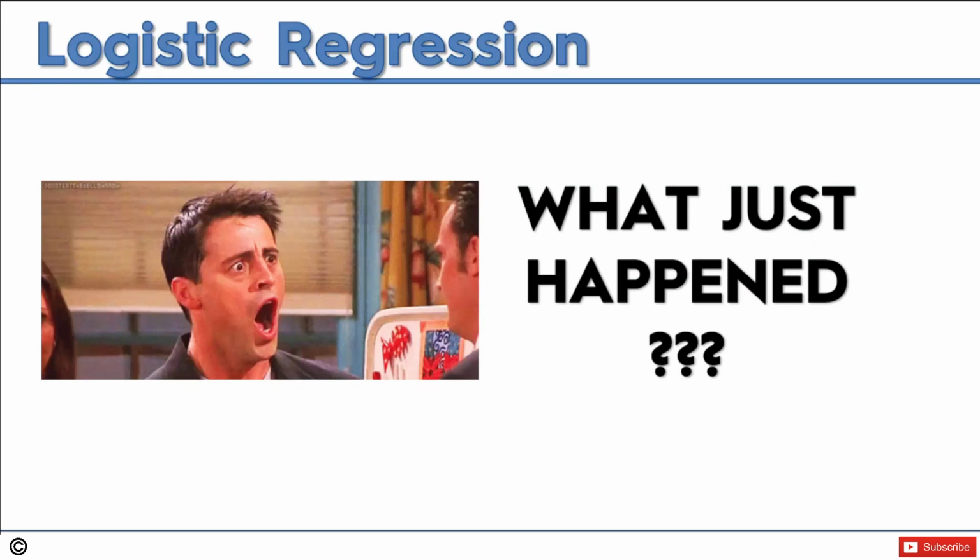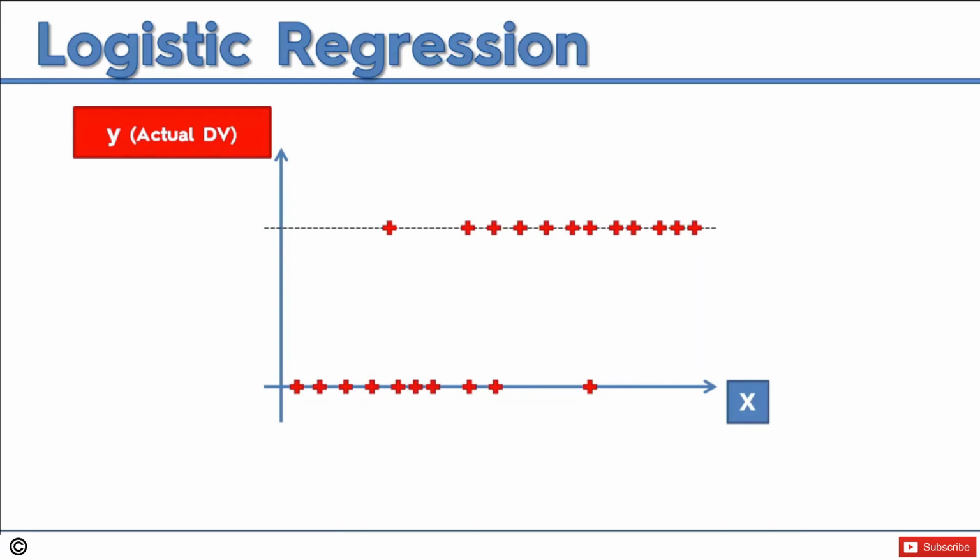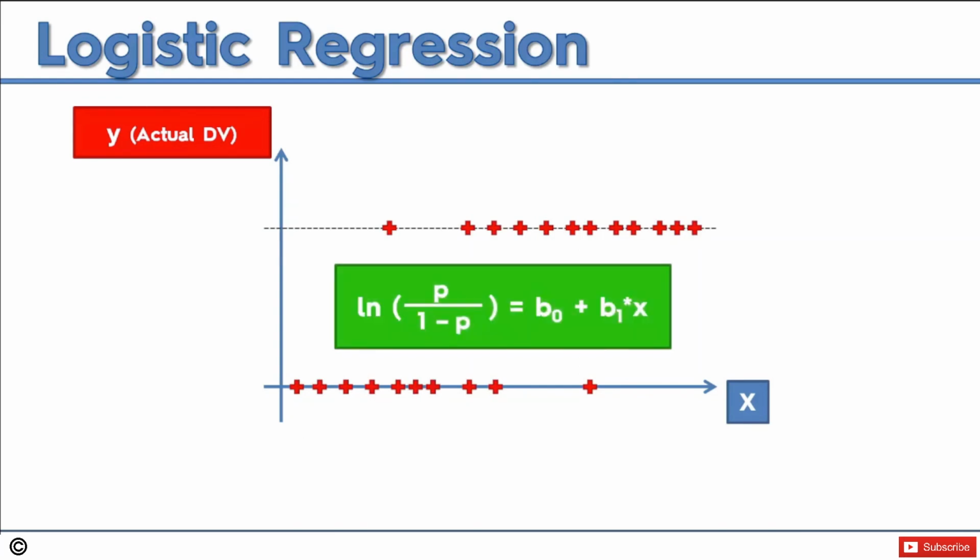So let's take this step by step. Let's look at exactly what happened. So there's our graph. There's our independent variable. There's our outcome, yes or no. So that's the y, the dependent variable. And there are our observations in our data set. Based on these observations, and using this formula, which we're going to take as given, this is the logistic regression formula.